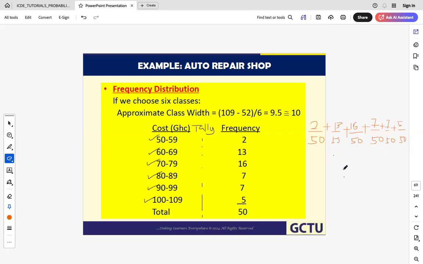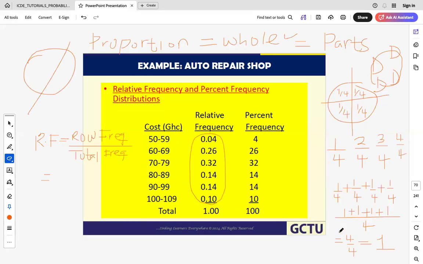Now check. When you add the top, 2 plus 13, 15. 15 plus 16, 31. 31 plus 7, 38. 38 plus 7, 45. 45 plus 5, 50. So you come back to 50 out of 50, which is 1. So that is the reason why the relative frequency will always bring you back to 1. If you don't get 1, it means you have made an error in the process you undertook here.